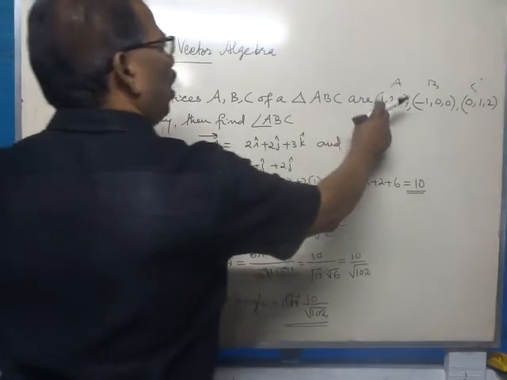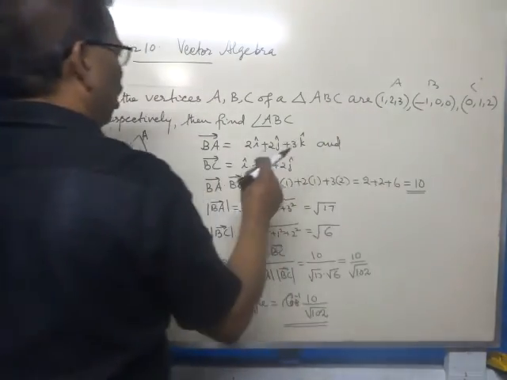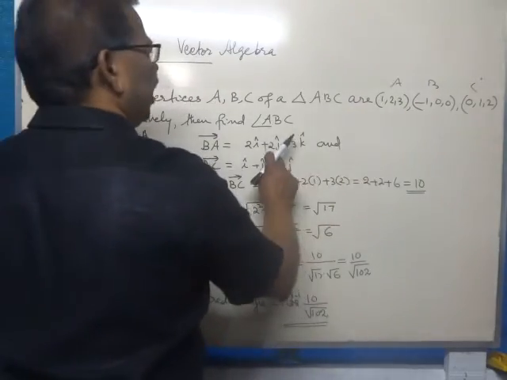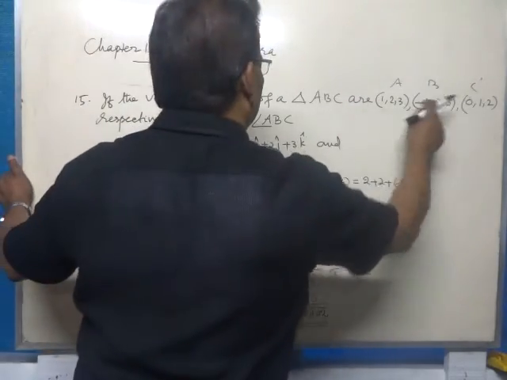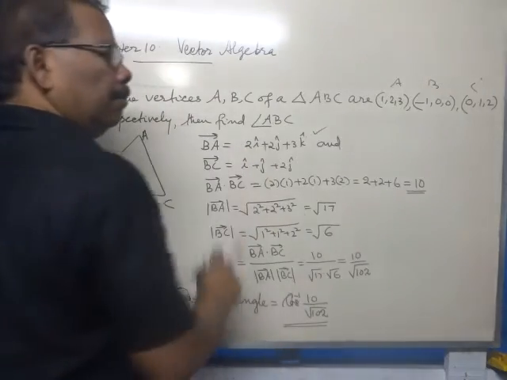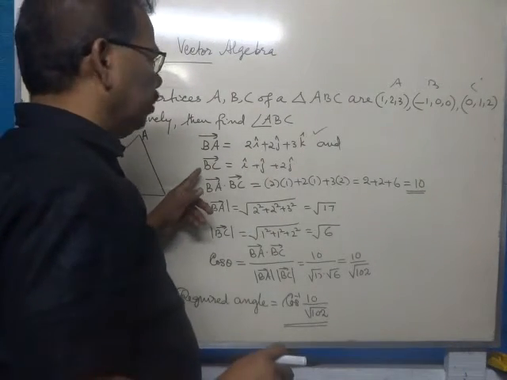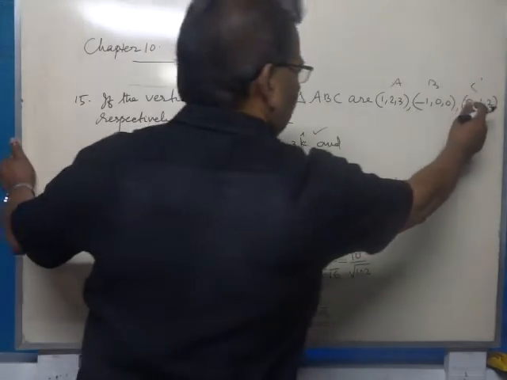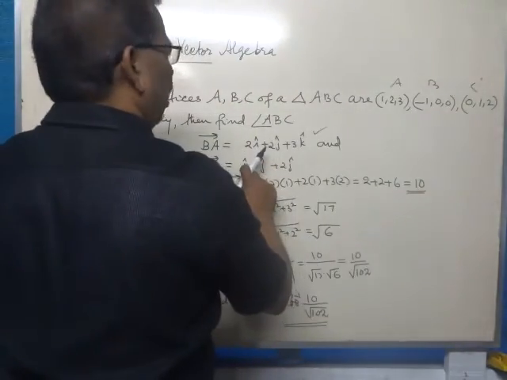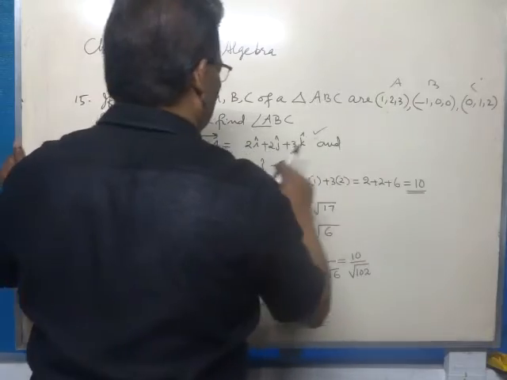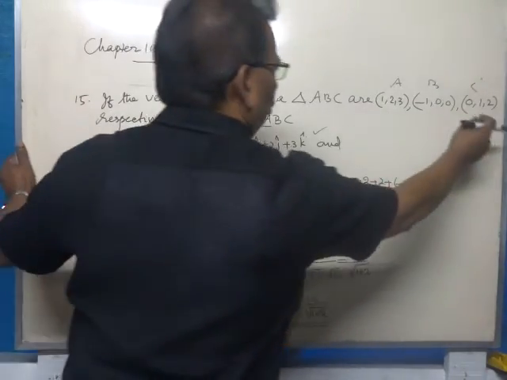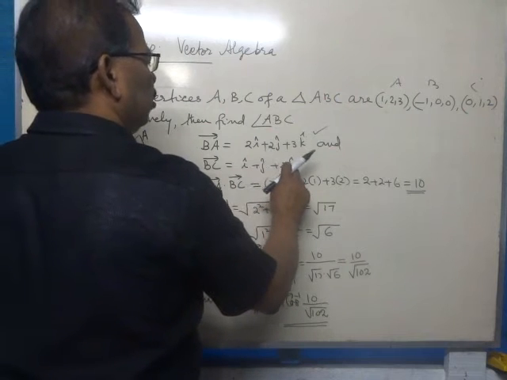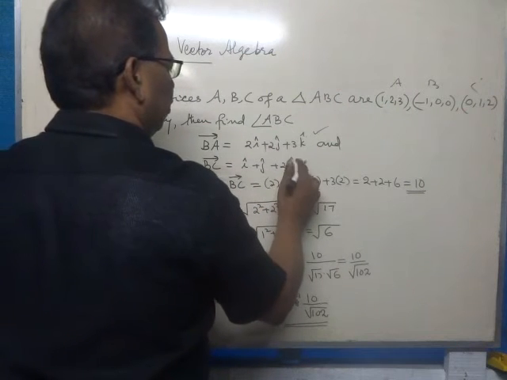Therefore, 1 minus (-1), 2 i cap, plus 2 minus 0, 2 j cap, plus 3 minus 0, 3 k cap. That is vector BA. And vector BC is 0 minus (-1), that is 1, 1 minus 0, 1, 2 minus 0, 2. I cap plus j cap plus 2 k cap.